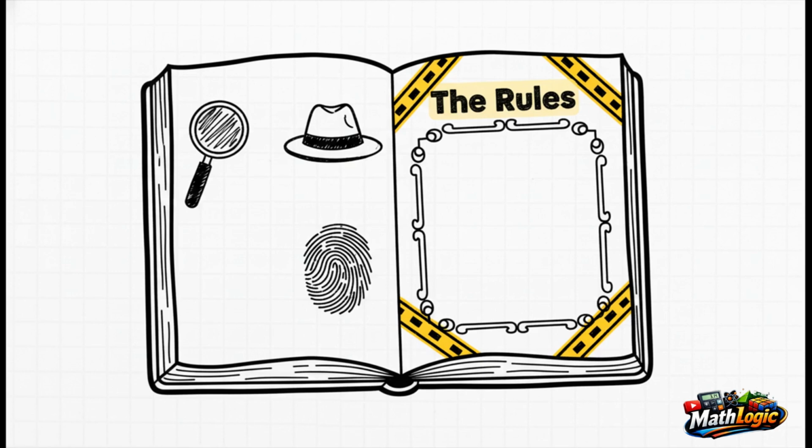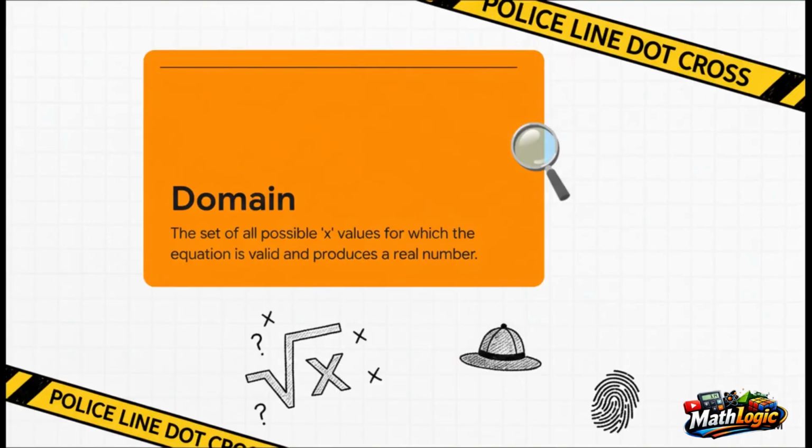In the world of math, this is called finding the domain. Just think of it as setting the boundaries where our real solution has to live. Any answer we find outside these boundaries, well, that's just an imposter. So what exactly is a domain? Well, it's pretty simple, really. It's the set of all the possible values for x that actually make sense in our equation. You know, the ones that don't break any fundamental laws of math, like trying to take the square root of a negative number. This is our crime scene, and it's time to put up the yellow tape.